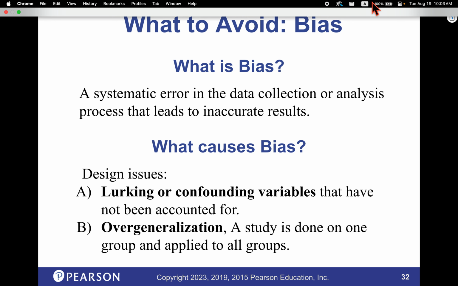Overgeneralization is when a study is done on one group and applied to all groups. And we'll look at this. There are statistical techniques we need. Sometimes we get a result, and it could just apply to the group that we had it on. If we try to apply it to everyone else, if our group wasn't representative, we're going to have a bias because it's not going to work for every group. Okay.